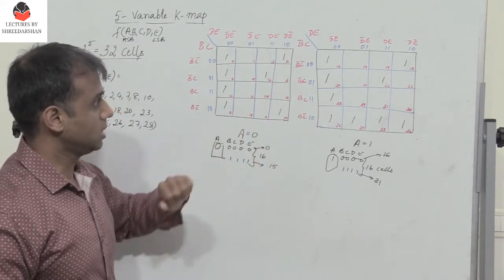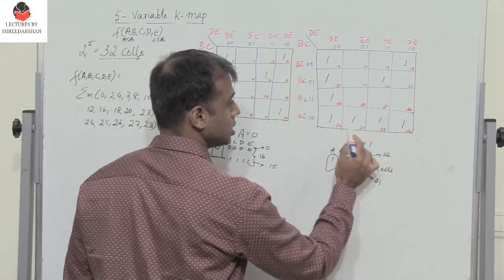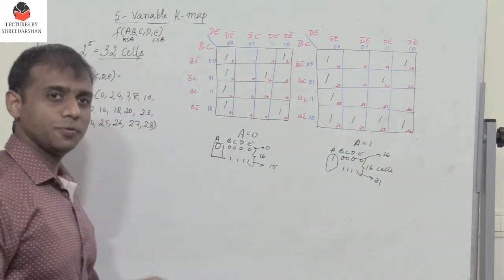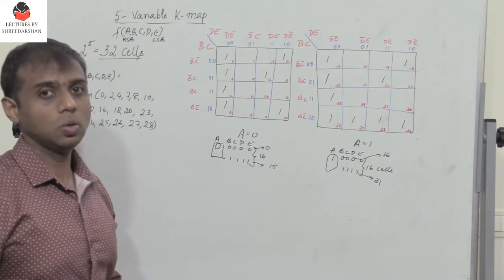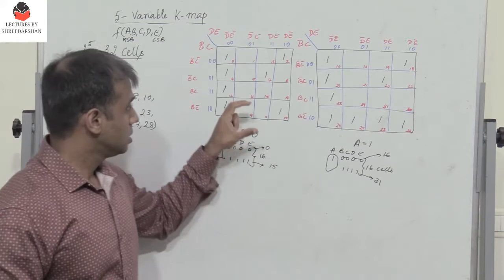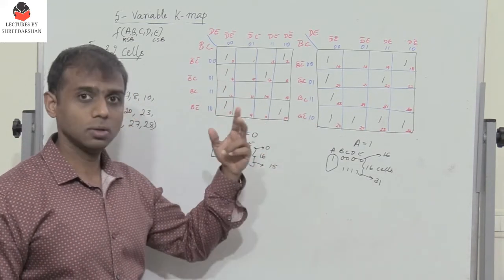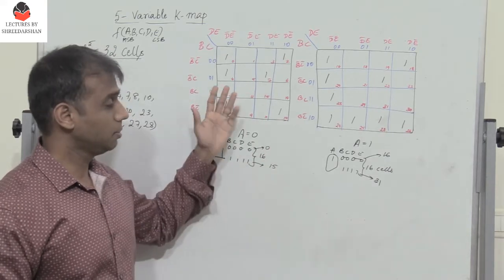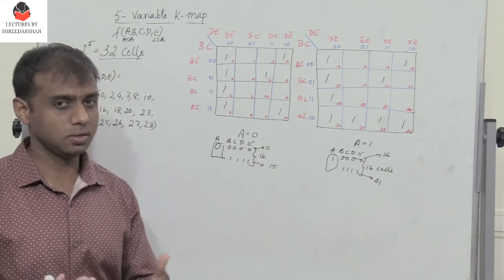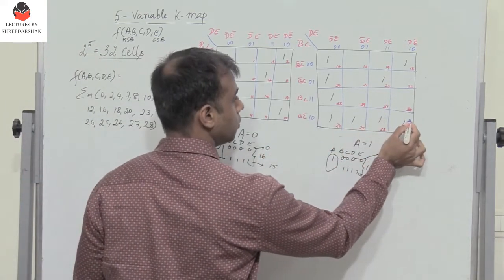So this is one case. And then I have 4 ones which can be combined, which are non-overlapping. So first let us consider the non-overlapping ones. Now you know that if I combine 2 ones, I reduce 1 variable. If I combine 4, I reduce 2. Then if I combine 8, there's a reduction of 3 and so on. You know that. So now here we can combine these 4 ones.